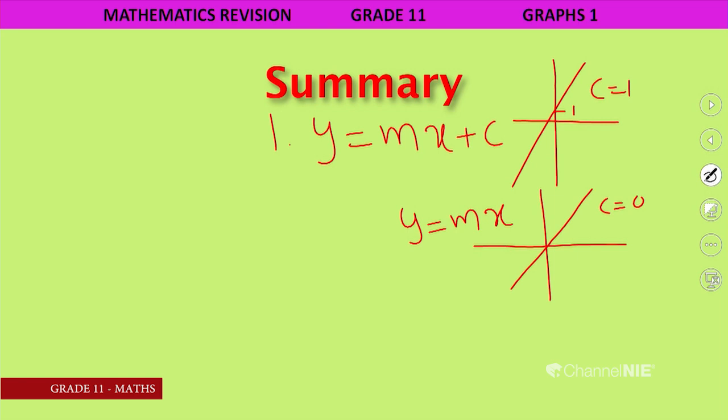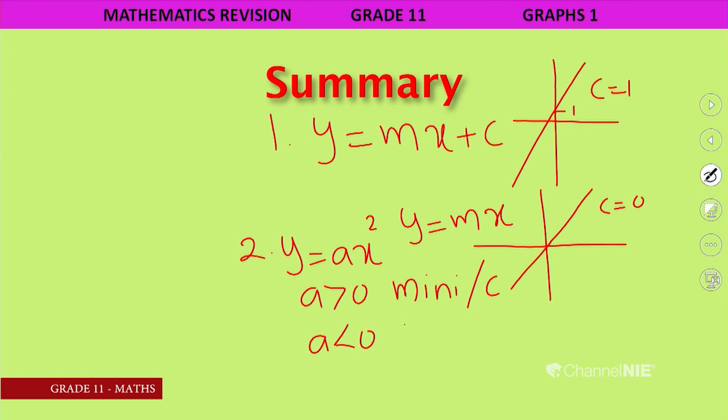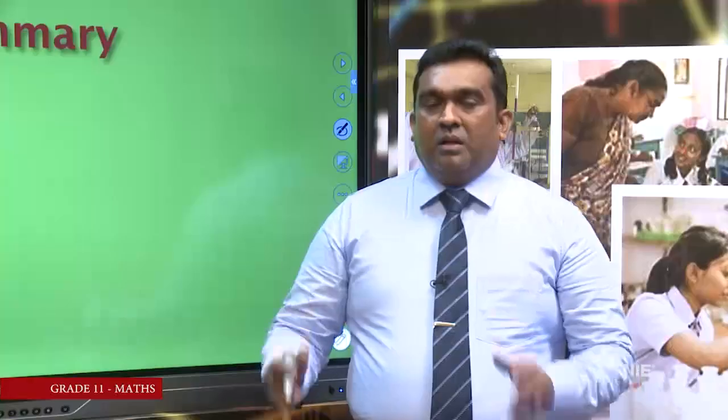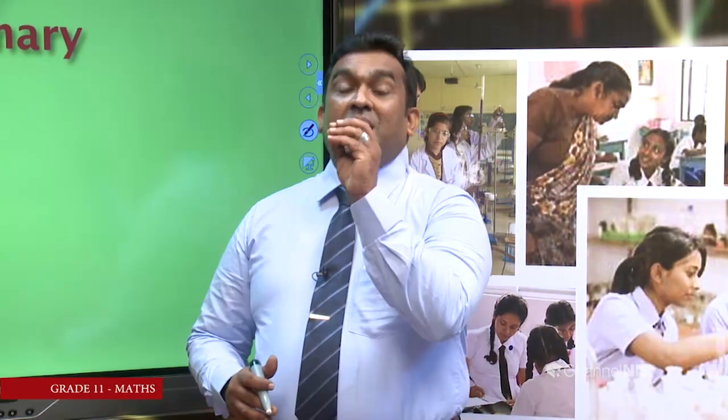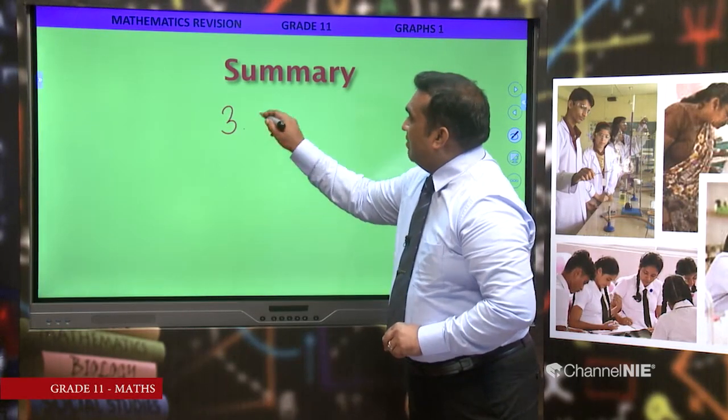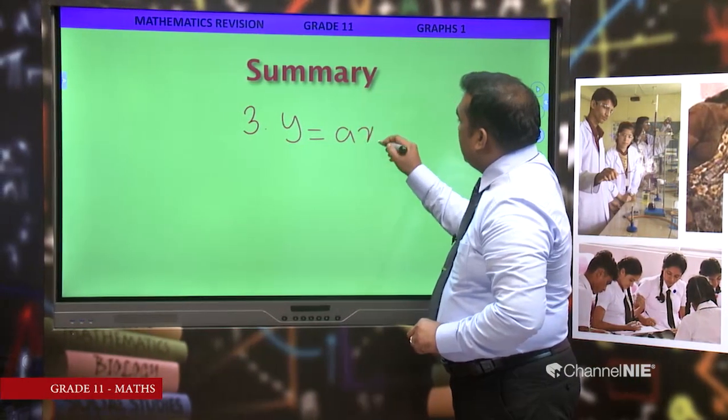Then curved line graphs. Y equals ax squared. There are two cases here. A greater than 0, you have minimum curves. A less than 0, you have maximum curves. This is the basic form. Now we can pay our attention to the last part of the curved line graph. Y equals ax squared, we discussed. Then y equals ax squared plus b, our third one.